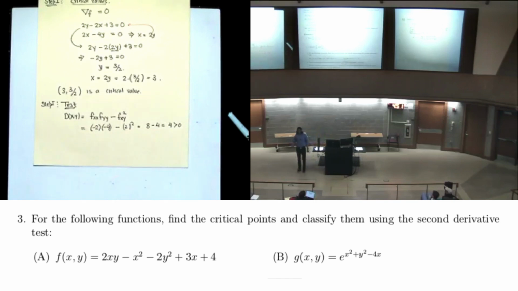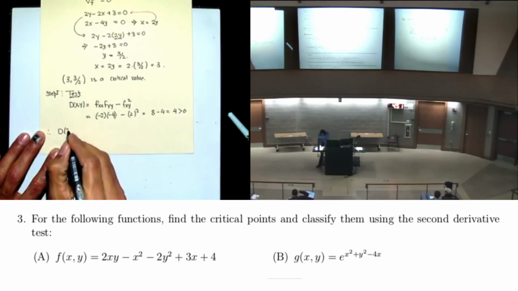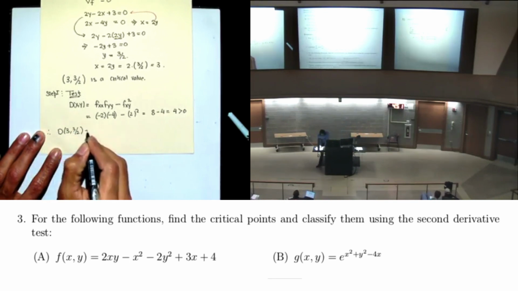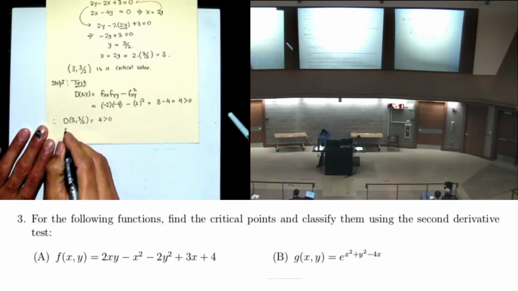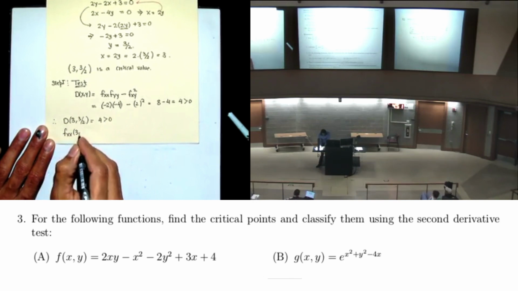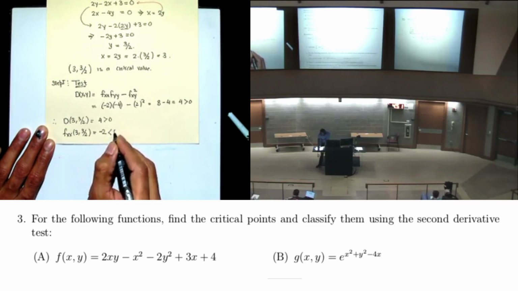If the number is positive, it means the function possesses either a maximum or a minimum. There exists a maximum or a minimum, depending upon whether the function has the critical values. This function does have the critical values, so we're going to get something from here. So if I plug in 3 and 3/2, it is going to be again 4. This is positive. And what is the value of fxx at 3 and 3/2? This is going to decide whether the function has a maximum or minimum. That was a negative 2, which is negative.